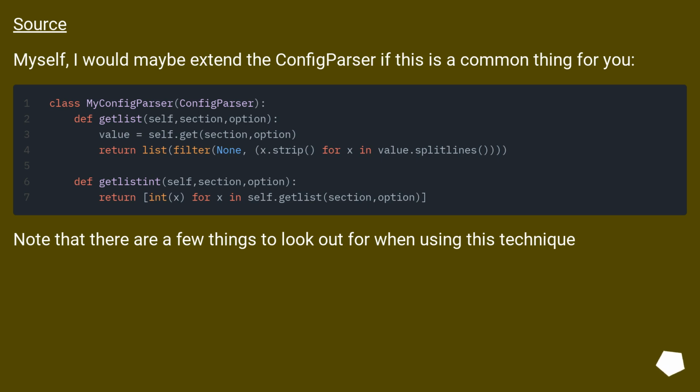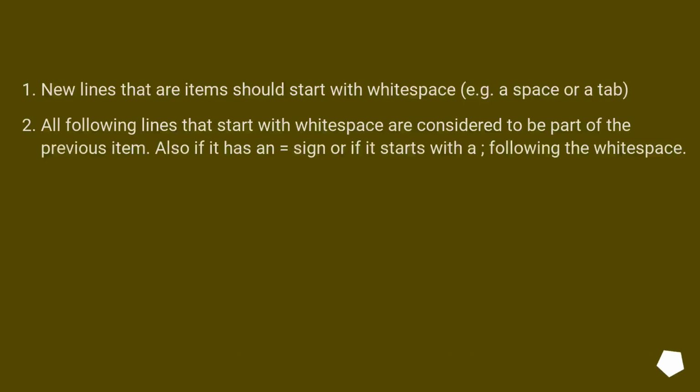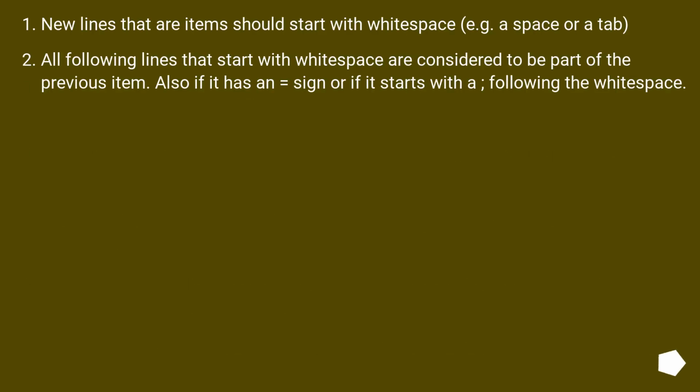Note that there are a few things to look out for when using this technique. New lines that are items should start with whitespace, for example a space or a tab. All following lines that start with whitespace are considered to be part of the previous item. Also if it has an equal sign or if it starts with a, following the whitespace.